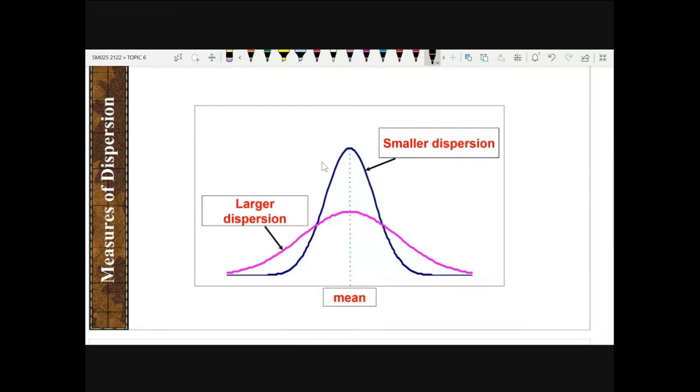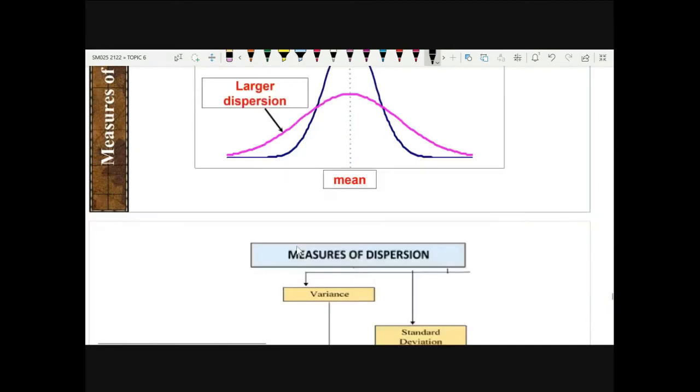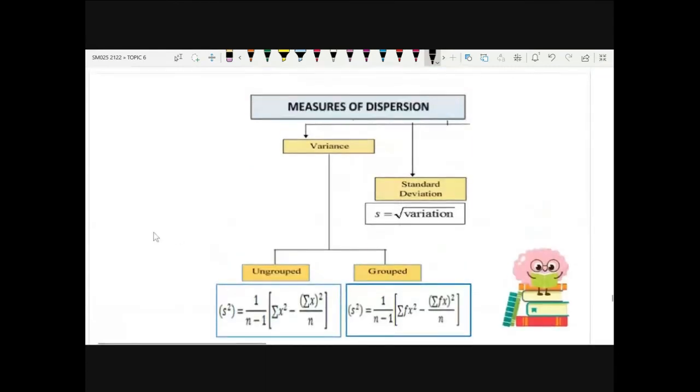Maksudnya makin tinggi lah kita punya distribution ni. Kalau kita panggil bukit ni, makin tinggi bukit awak, makin rendah nilai standard deviation. Kalau makin rendah lah bukit ni, maksudnya makin tinggi nilai standard deviation. Okay. So this is the formula. During exam, formula ni dibagi for both ungroup data and group data. This is for variance. And then standard deviation is basically square root of our variance.